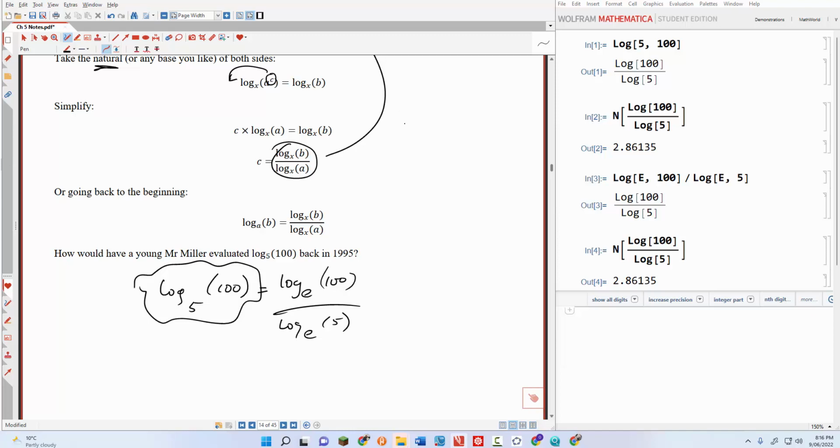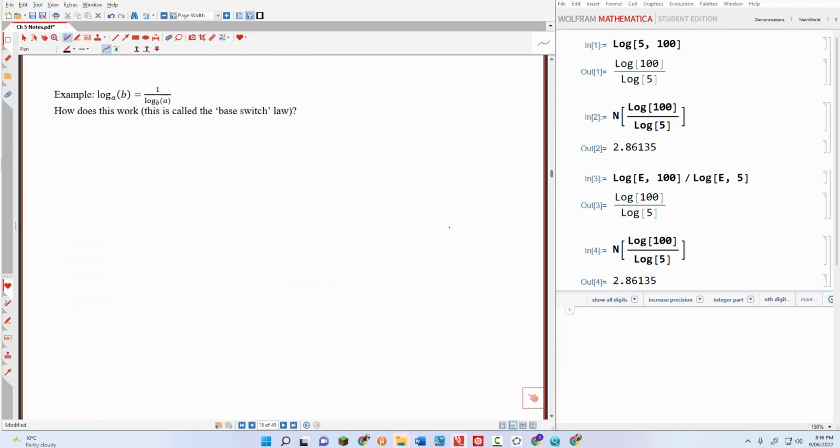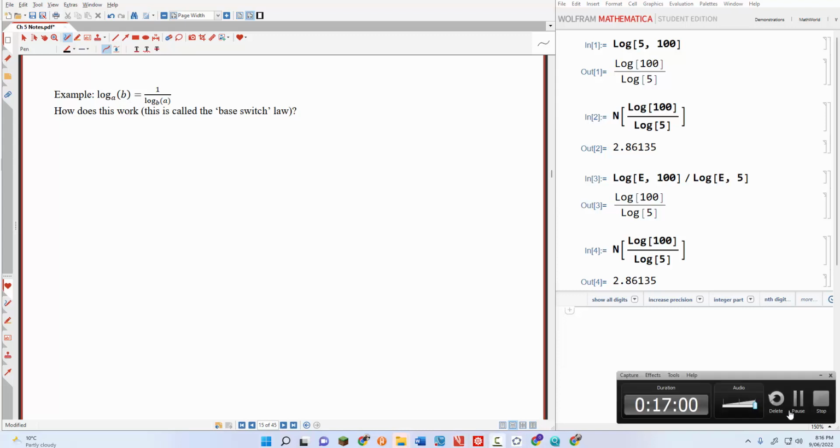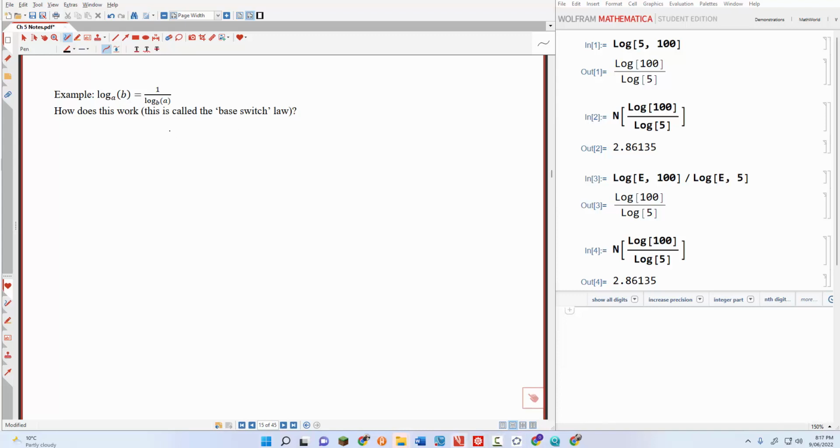Okay, so what I want to show you now is the base switch law. I've kind of forgotten how this works, but I'm just going to have a bit of a play here. So what I'm going to do is take log_A B, and I'm going to say that that equals C again. Now what I'm going to do is switch to exponential form. So I'm basically using the change of base rule. So I'm going to go A to the C equals B.